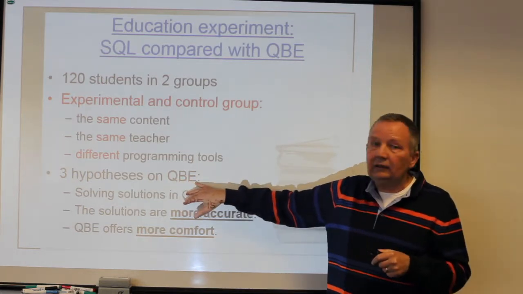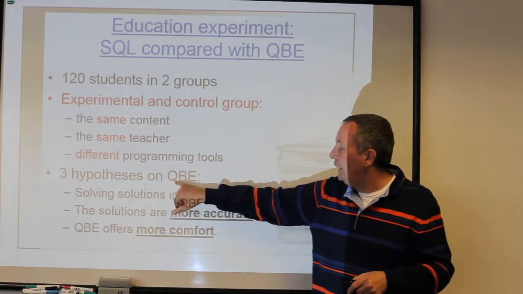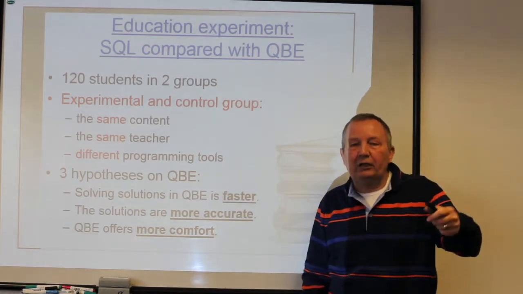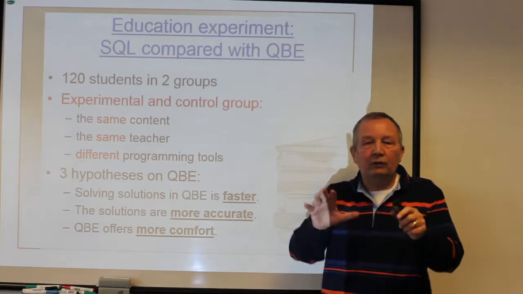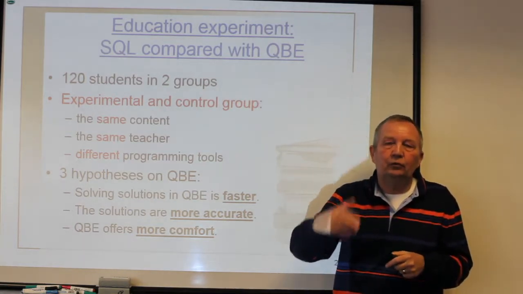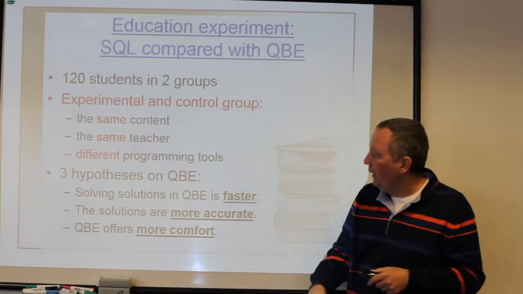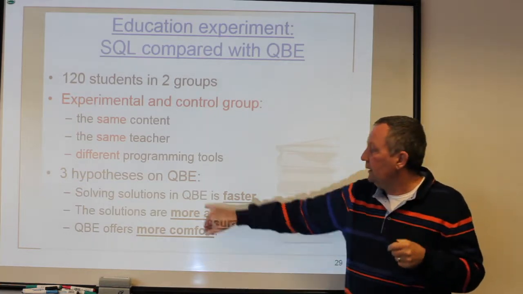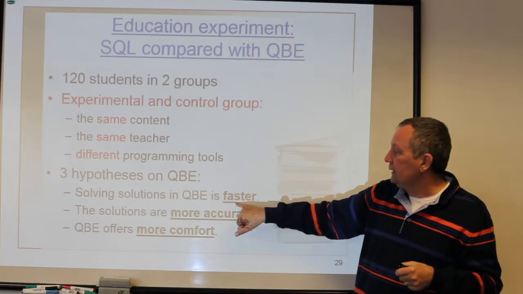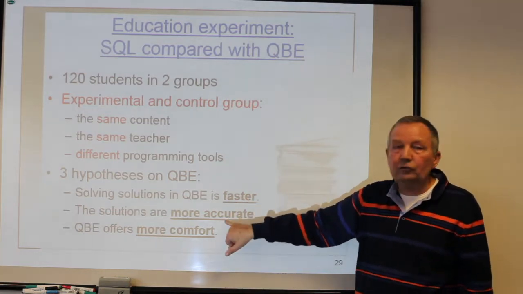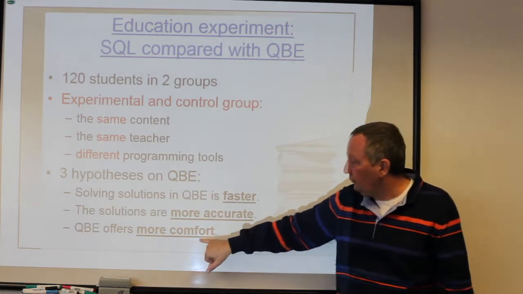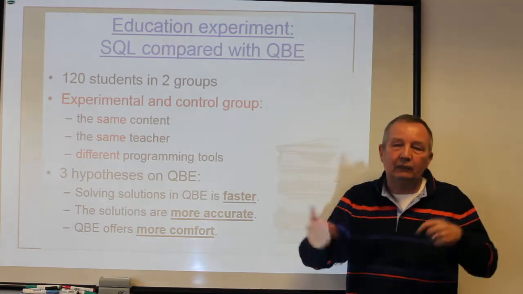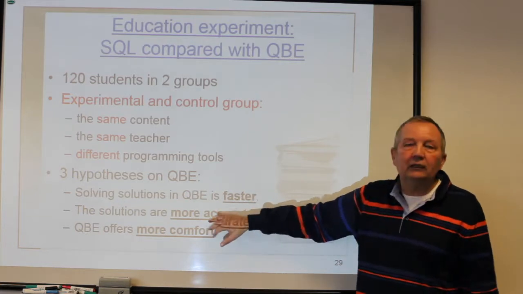So this is the idea, and in our case, it was about databases. In databases there is a new movement, which is called query by example, which means that the query is partially created by the computer, and you only verify whether it corresponds to your intended query. And we said, okay, we believe that making solutions in QBE is faster, that those solutions will be more accurate, and finally the students will feel more comfortable because they will do it easier, faster, and so on. So these factors were measured.